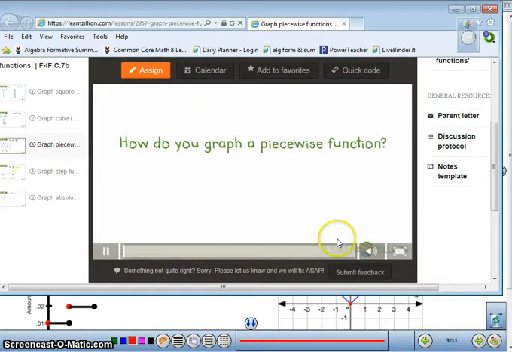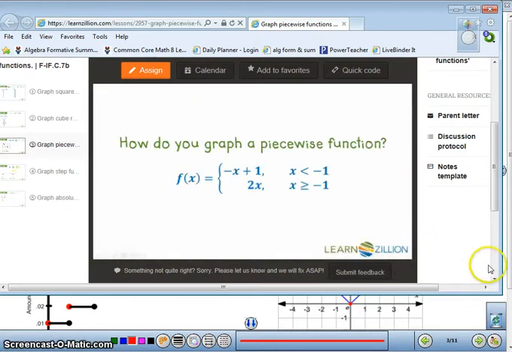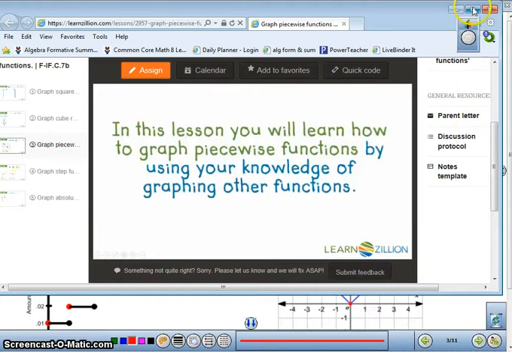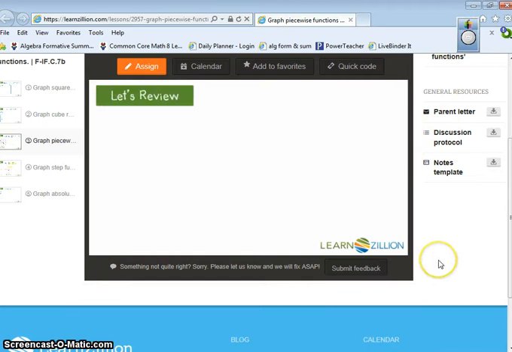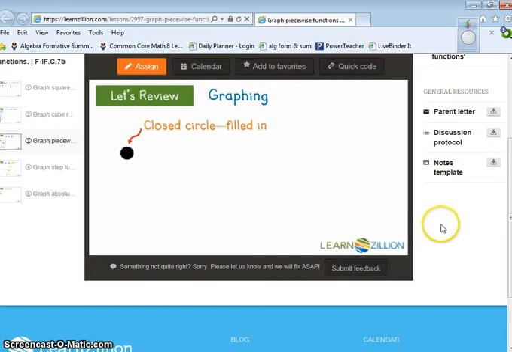How do you graph a piecewise function? In this lesson, you will learn how to graph piecewise functions by using your knowledge of graphing other functions. Let's review. When we graph, we have any kind of input. We have to use open circles and closed circles.